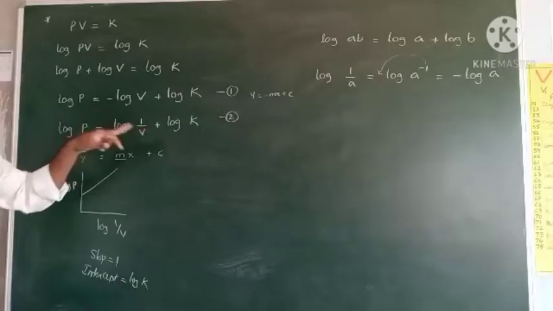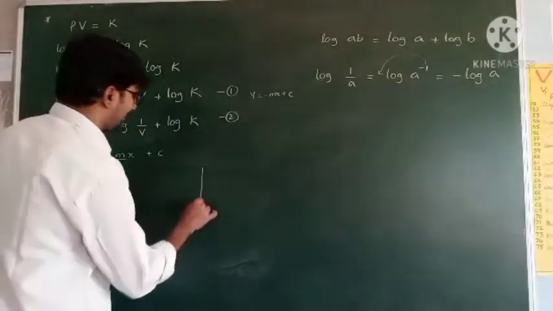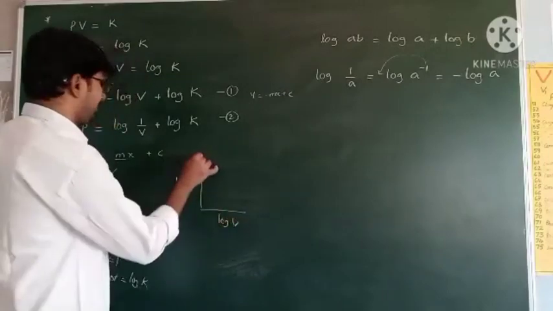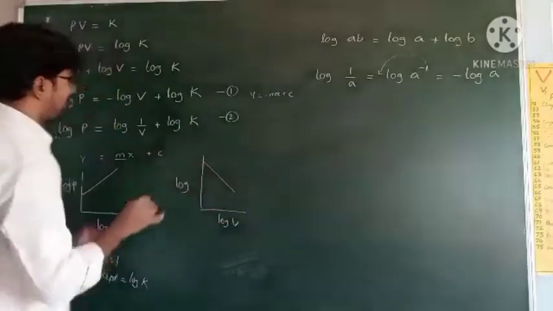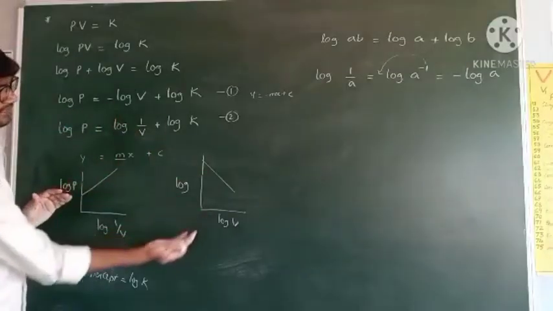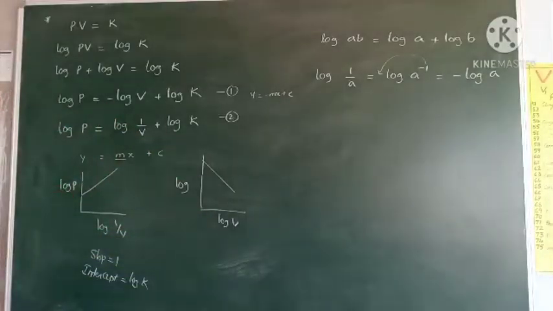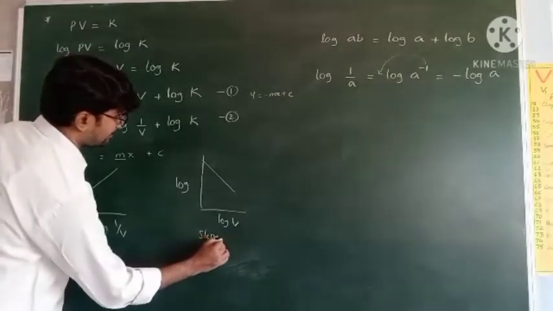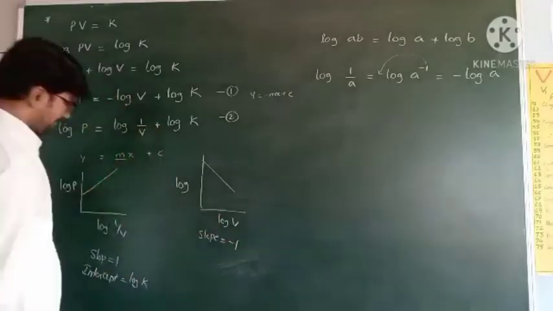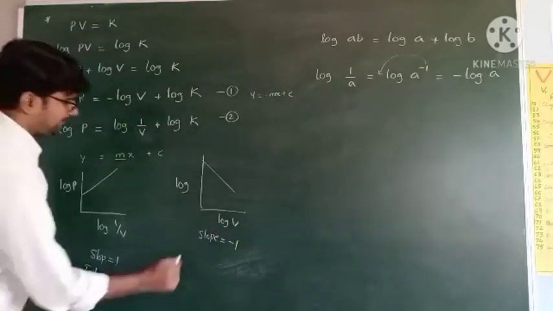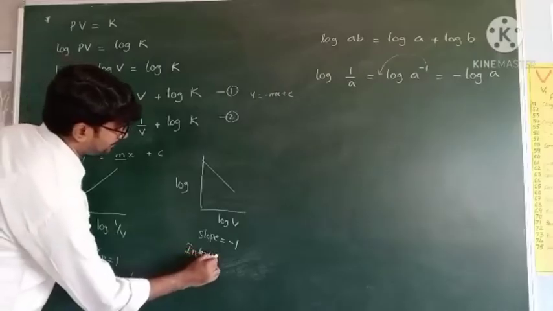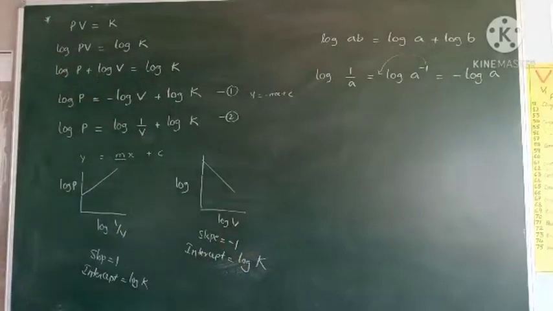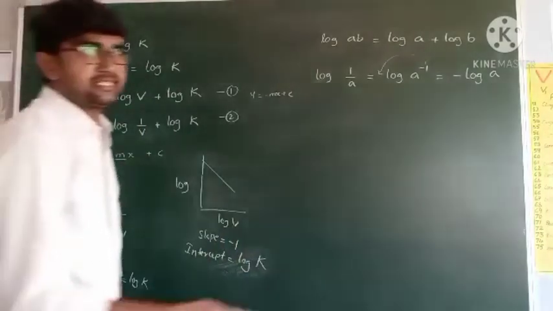But for minus log V, we observe a different graph, log P against log V. This type of graph is observed because of the minus value, so the graph is reversed. Here the slope is minus 1, because minus log V means minus 1, and the intercept is log K. Do you understand? Right.